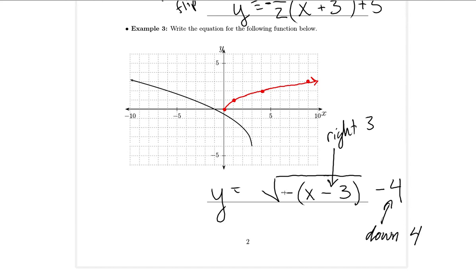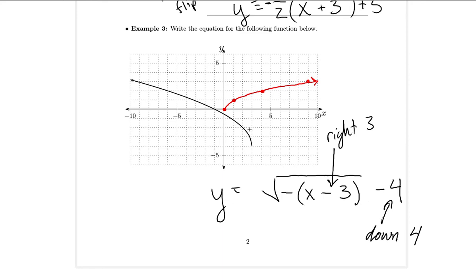Now let's see. When I go over 1, I'm going to usually go up 1. Right now, if I go over 1, I've gone up 2. Okay, so maybe that means I should put a 2 out here for a vertical stretch. But let's check more than just that. Normally, if I go over 4, I go up 2. So now if I go over 1, 2, 3, 4, I go up 1, 2, 3, 4, twice as much as 2.